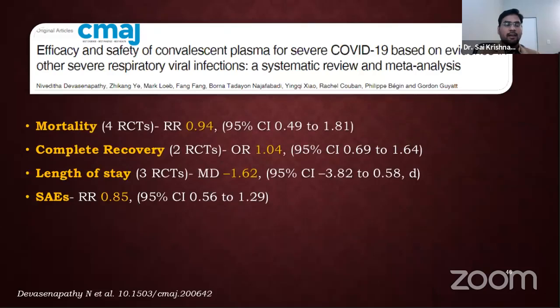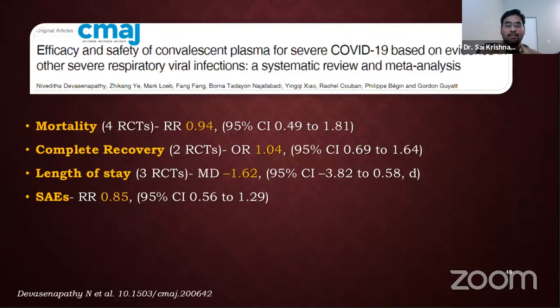Their findings: if you look at mortality, they considered 4 randomized controlled trials, and the relative risk is 0.94. However, don't be fooled by 0.94, but look at the confidence intervals, which crossed 1, meaning it is not statistically significant. And if you look at complete recovery, where they included patients from 2 randomized controlled trials, the odds ratio is more than 1, which means it's not favoring the usage of CPT.